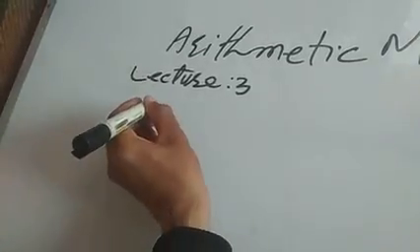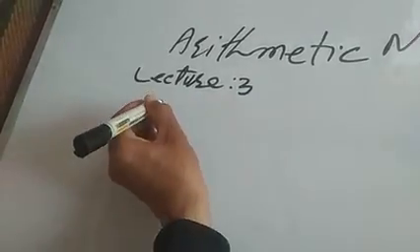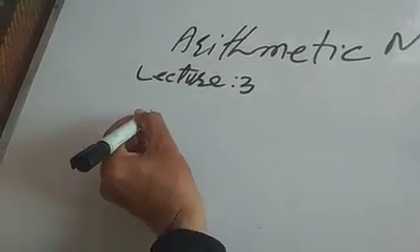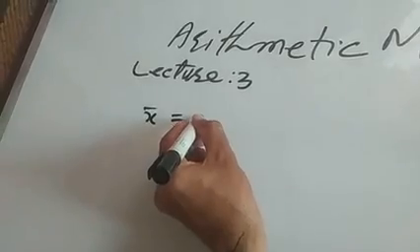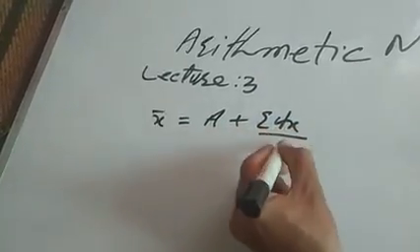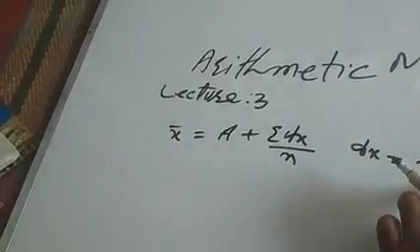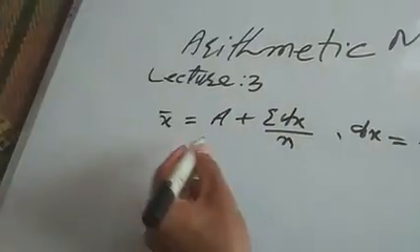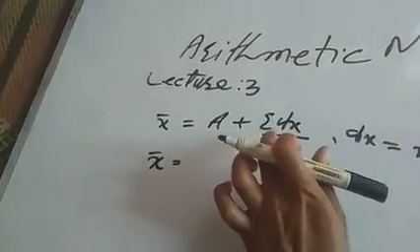But before going to that, for your understanding, I will once again write the formula. As I have told you, in case of individual series, x bar equals a, where a is the assumed mean, plus summation dx by n, where dx equals x minus a, the deviations from the assumed mean. Deviation means difference.